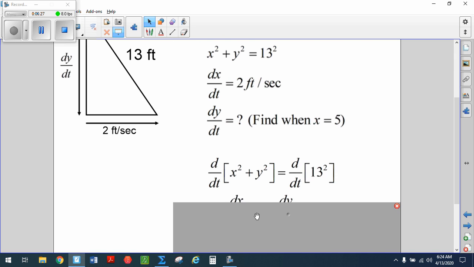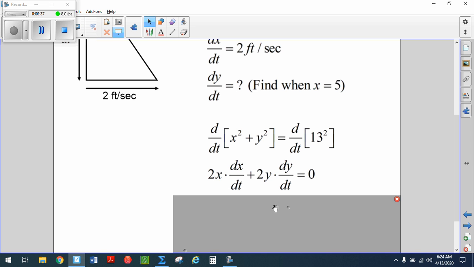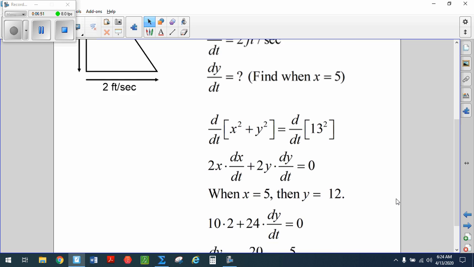So I take the derivative of both sides with respect to time. On the left-hand side, I get 2x dx/dt plus 2y dy/dt. And on the right-hand side, I get 0. Plug in my x and my y. They said when x equals 5. So when x equals 5, this is a 5, 12, 13 triangle. Nice Pythagorean triple. Plug in my numbers and solve.